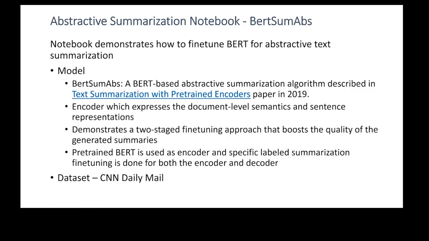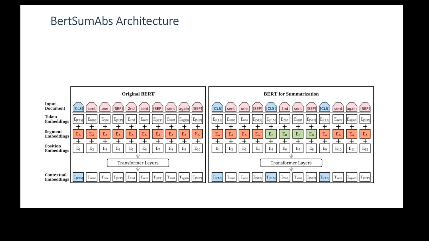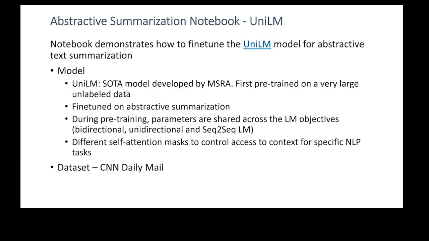The next notebook we're going to be going over is abstractive summarization using UniLM. UniLM is a different state-of-the-art model that was developed by Microsoft Research Asia, pre-trained on the entire English Wikipedia and the book corpus. The advantage we get from these large models being pre-trained on a large corpus of text is that we can fine-tune them on different NLP tasks. For example, we can fine-tune UniLM on text classification. But in this case, we are going to be fine-tuning it on abstractive summarization.